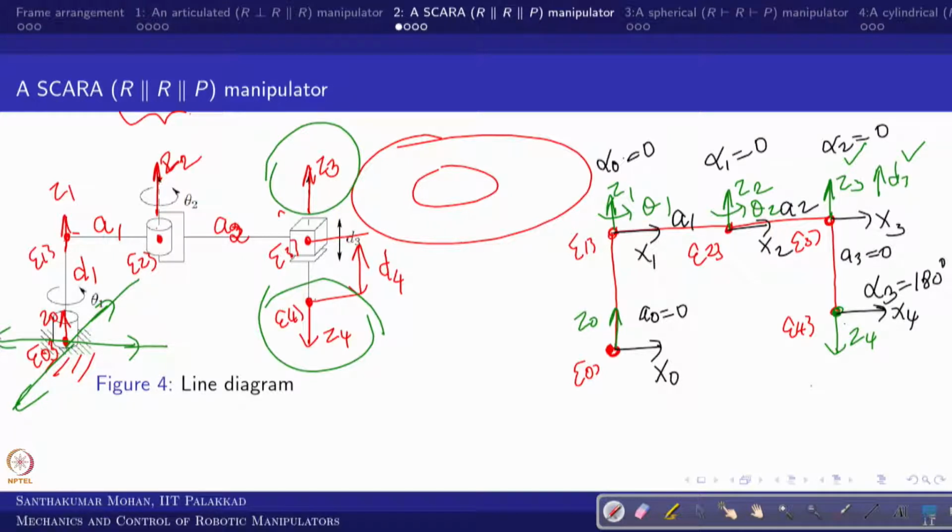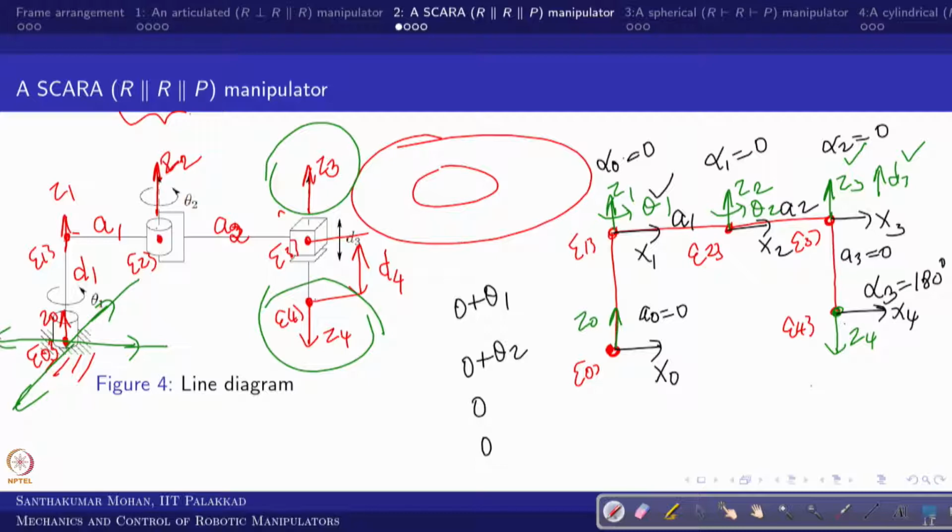So then what else do you need to see? The theta 1 exists, which is a variable. This is 0 plus theta 1, this is 0 plus theta 2. The third one is 0, okay, because there is no active joint, and the fourth one is again 0 because x3 and x4 with respect to z4 are parallel, right.